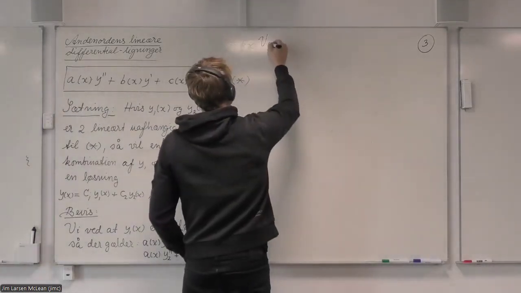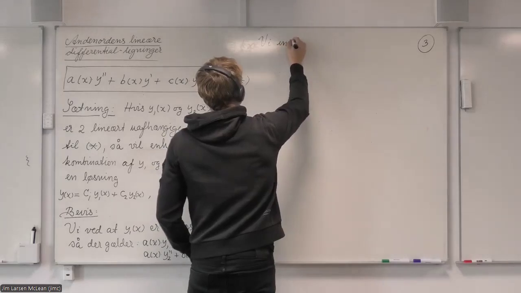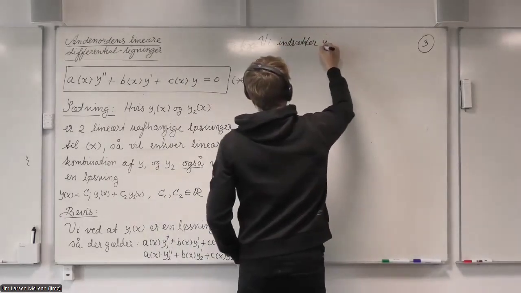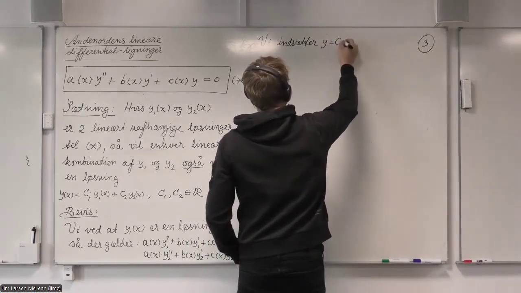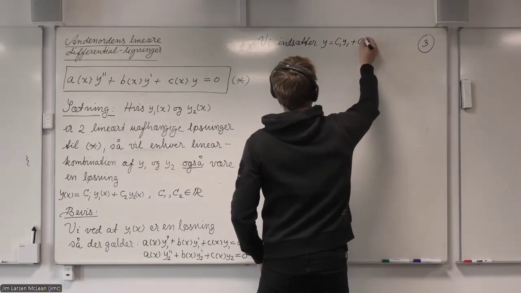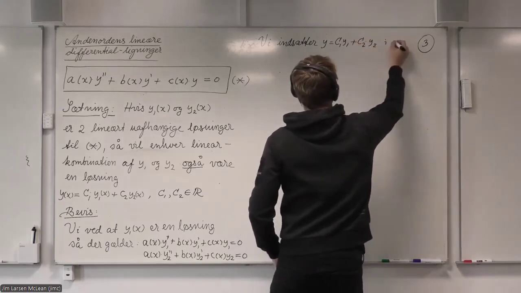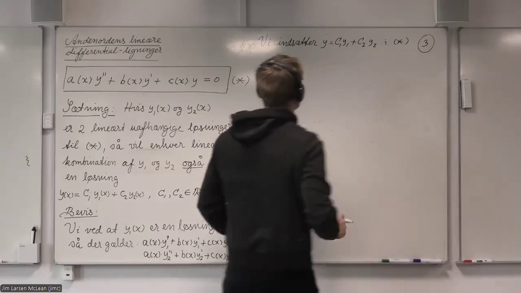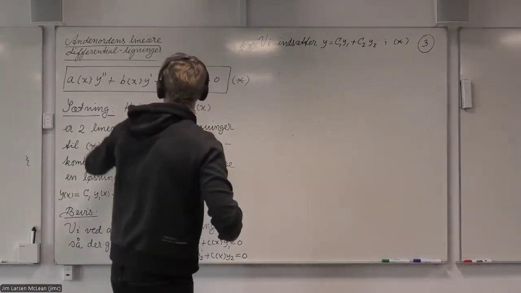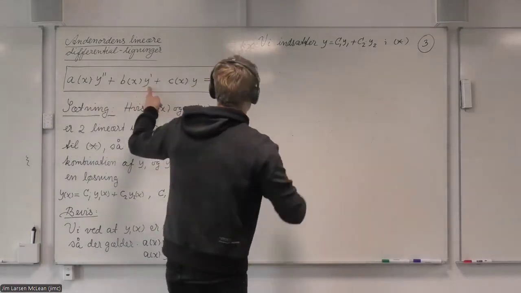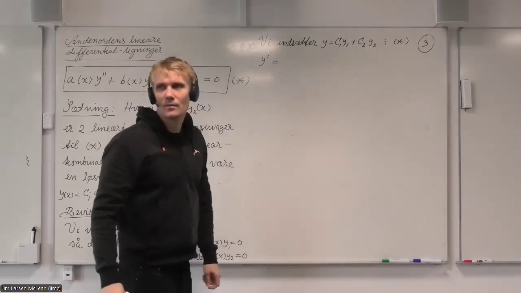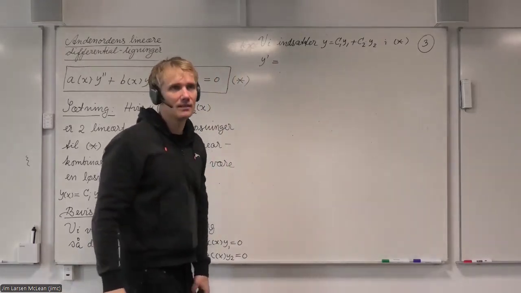To see if the claim is true, we insert this y equal to c1 times y1 plus c2 times y2. We insert that into the starred equation. And to do that, we need to differentiate it twice before substituting it there, and once before substituting it there. So let's first find y prime. And then you will see that it involves more writing than it is difficult to prove.